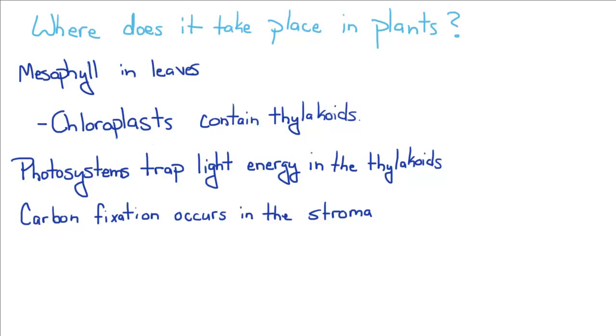Photosynthesis mainly takes place in plants and green algae. It can take place in some bacteria too, but we're not going to really discuss that. I mean, the process is the same, they just don't have the specialized organelles for it. But anyways, in plants, it's going to take place in the mesophyll of the leaves. Within these mesophyll, there are structures called chloroplasts, and these chloroplasts contain what are called thylakoids. They're just little flat membrane sacs. There are these things called photosystems that trap light energy in the thylakoids, and then carbon fixation is going to occur in the stroma of the chloroplast.